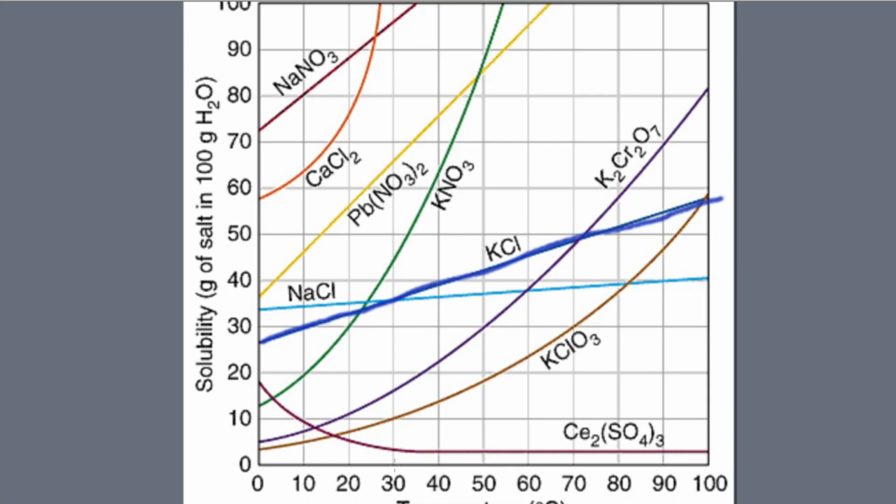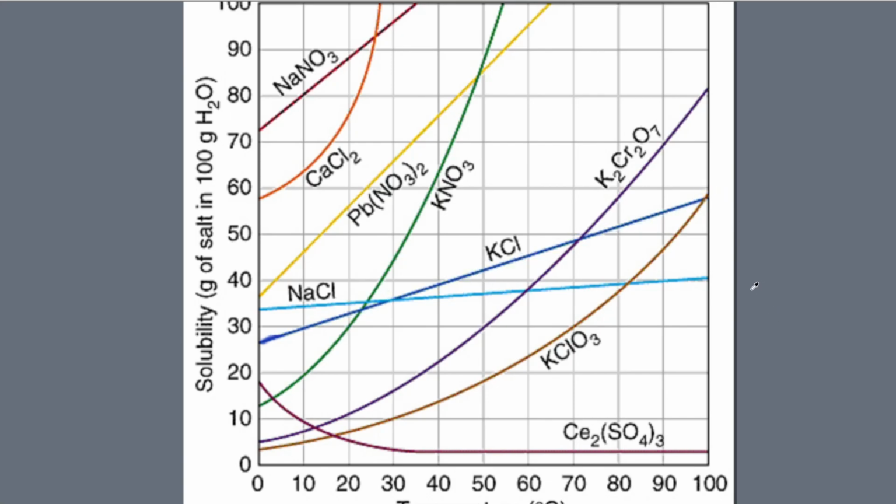So at a specific temperature, how many grams of this can be dissolved in 100 grams of water? So at 30 degrees, it's about 35 right there. And then at 40 degrees, it's about 40. And then at 50 degrees, it's about 42. Let's go all the way up to 100. And that seems to be about 68, maybe.